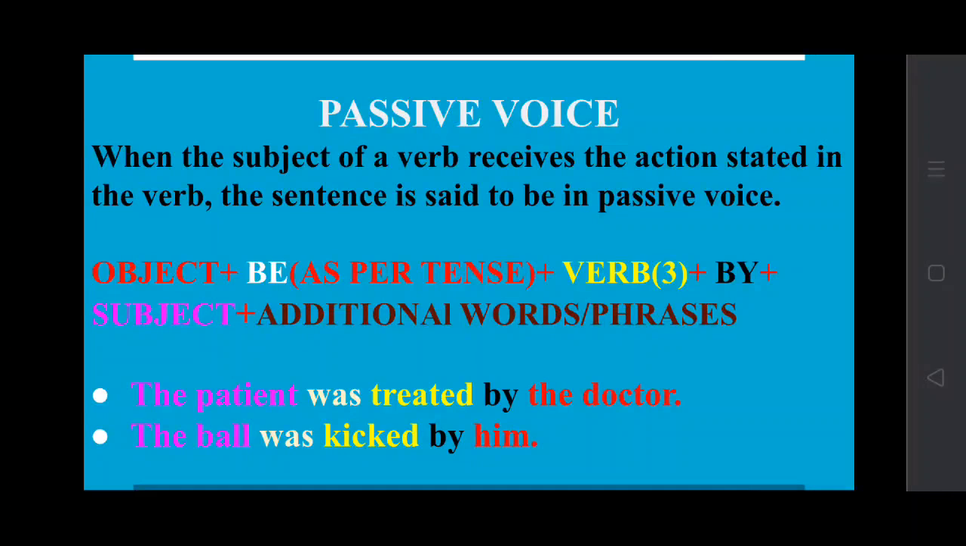Now, here the patient was, because the sentence was in the past tense, we used was, and then we used by the subject, that is the doctor. Same way, in the second example, the ball, which is the object, is placed in the beginning. Then we use the auxiliary verb was, as it was in the past tense, and then the third form of the verb kicked, and then by the subject, that is him. Now here you might have noticed the subject he becomes the object him.